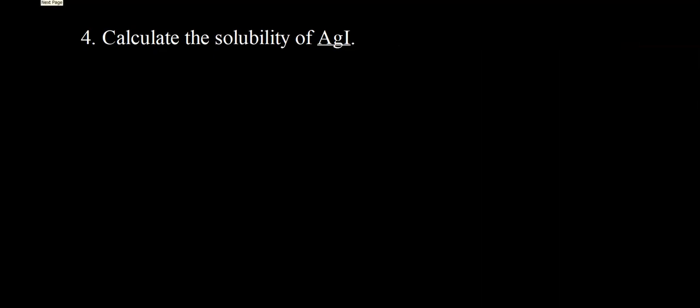Let's take a look at number 4. I think there may be a typo in your notes. It says "calculates the solubility of a solution," but no, we calculate solubilities for substances, ionic compounds. So just cross that off. Calculate the solubility of silver iodide.